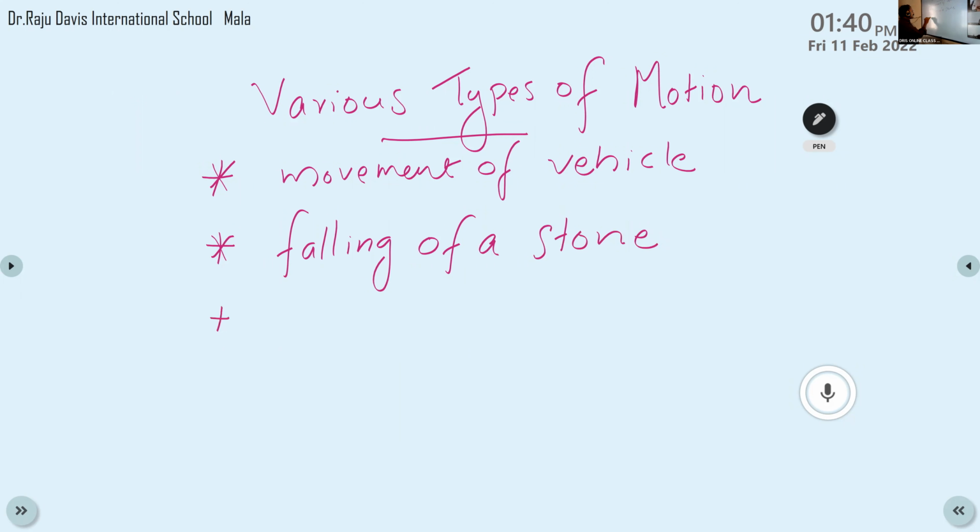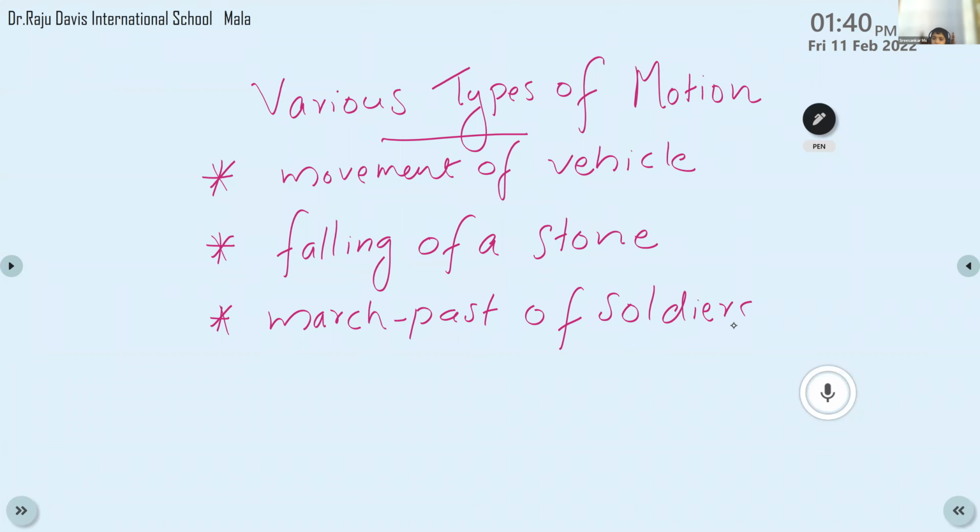Then the third one is the march past of soldiers in a parade. So now we have seen three types of motion. The first one is the motion of a vehicle, then the falling of a stone, and the third one is the march past of soldiers in a parade.